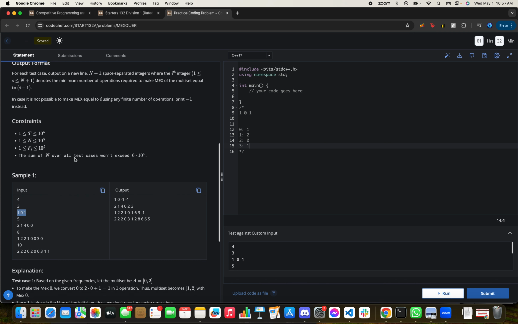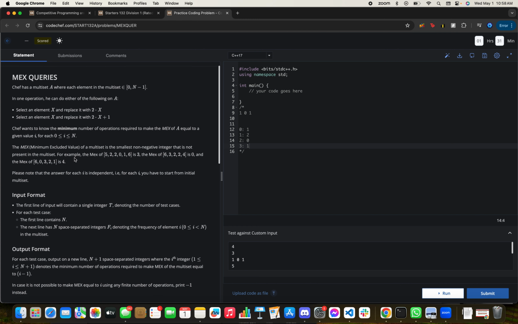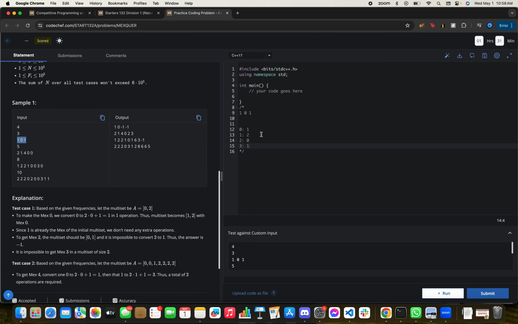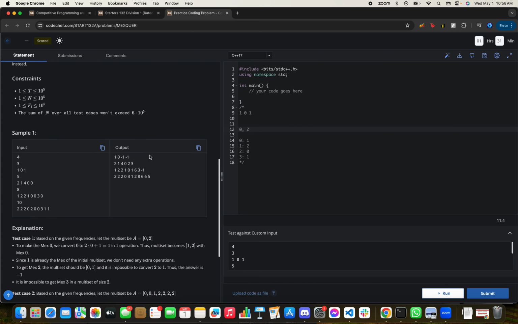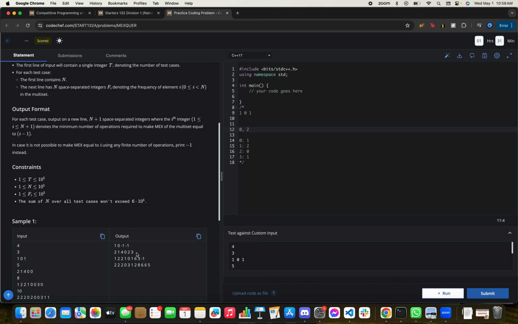Oh, they give you frequencies. They don't even. Okay, that's really weird. Okay, so it's actually 0, 2, right? Okay. So that's interesting actually, because this means that these numbers can be really big.